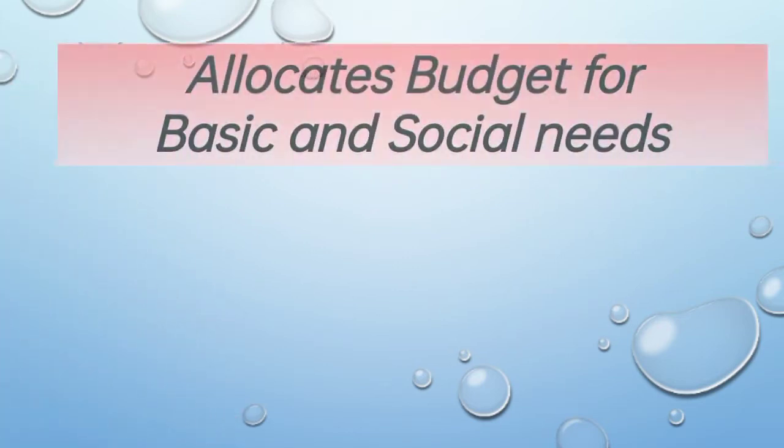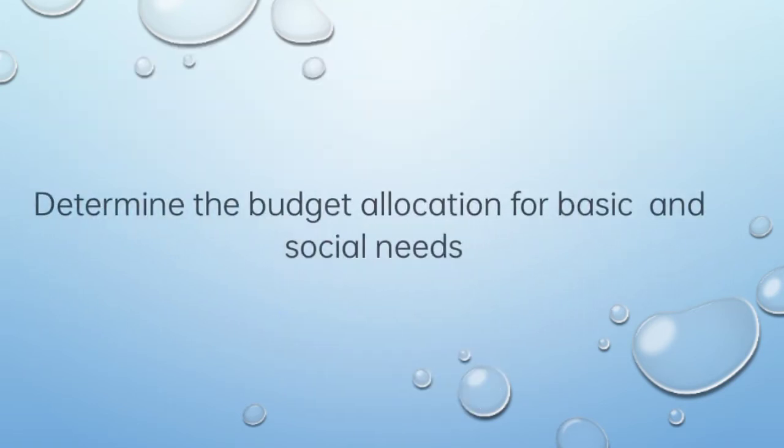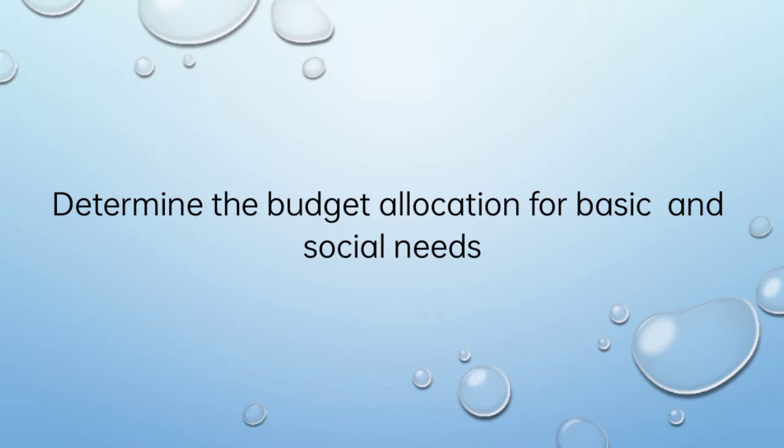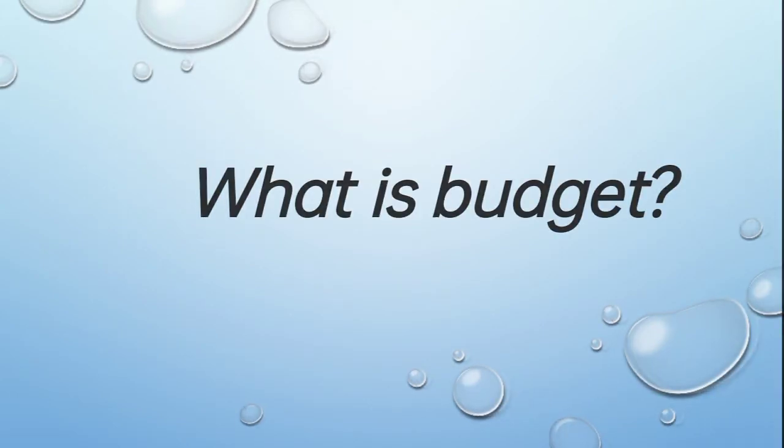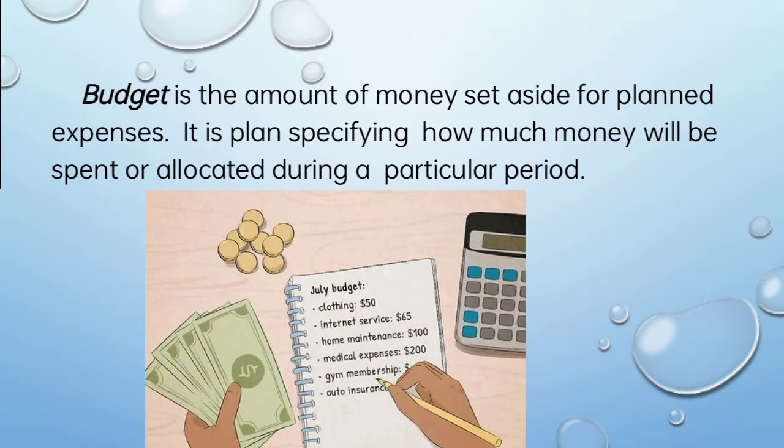For today's lesson, we are going to learn about allocating budget for basic and social needs. At the end of this lesson, we are going to determine the budget allocation for basic and social needs. Now let us first define what a budget is. Budget is the amount of money set aside for planned expenses. It is a plan specifying how much money will be spent or allocated during a particular period.